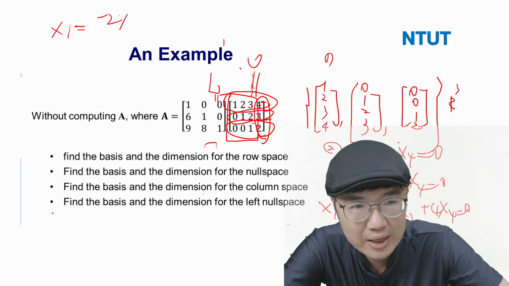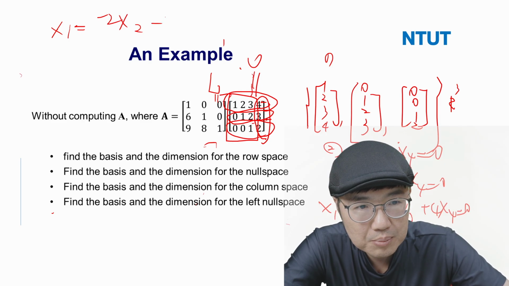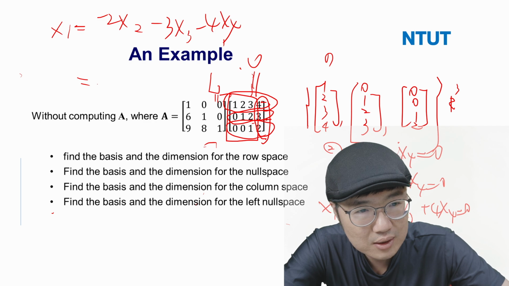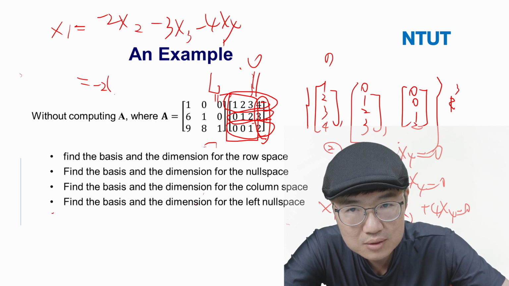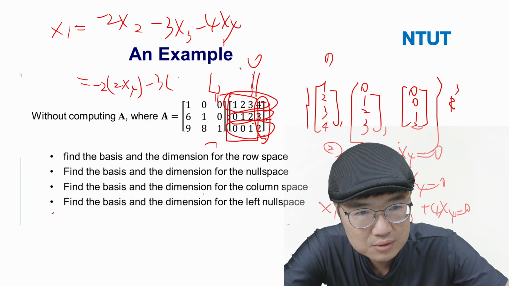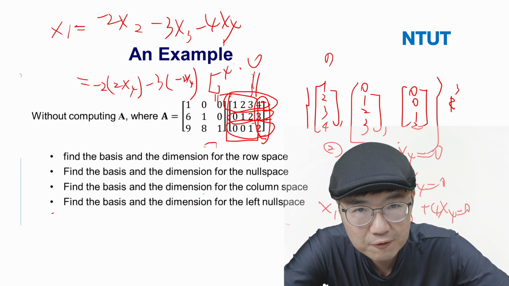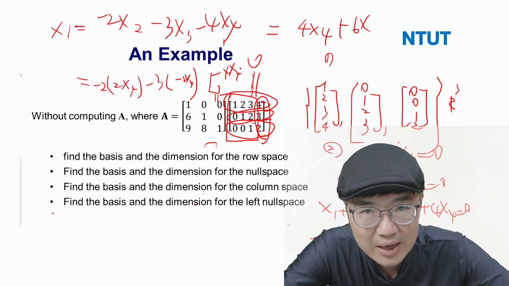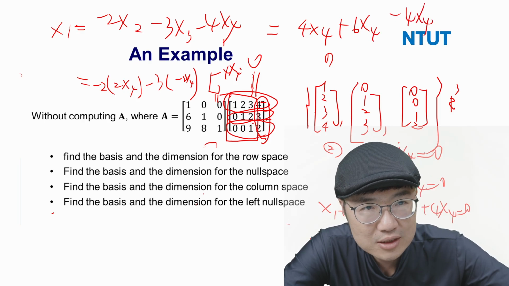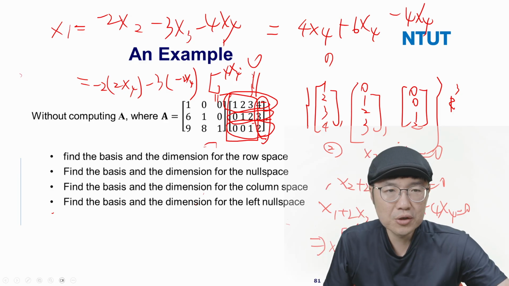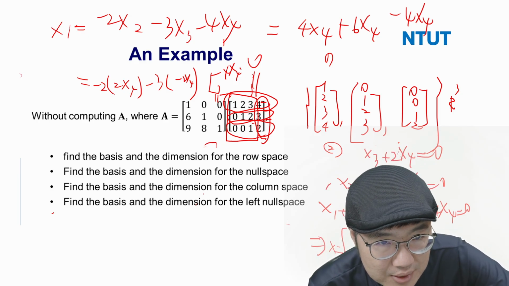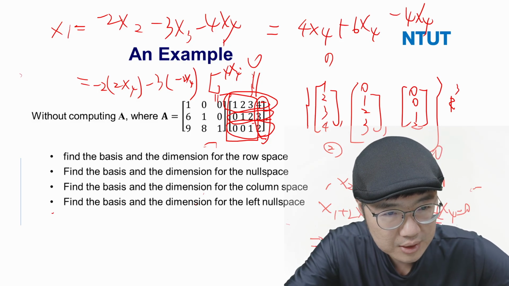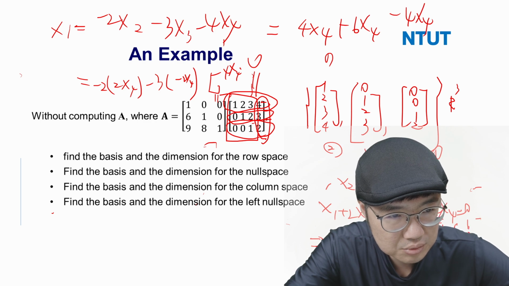this is beyond my computation. So it is 2x2 plus minus 3x3 minus 4x4, where x2 is 2x4, x3 is minus 2x4 and 4x4. So finally this is 4x4 plus 6x4 minus 4x4, which is 6x4. So 6, 2, minus 2, 1 is the null space component. Yeah, the basis is 6, 2, minus 2, 1.